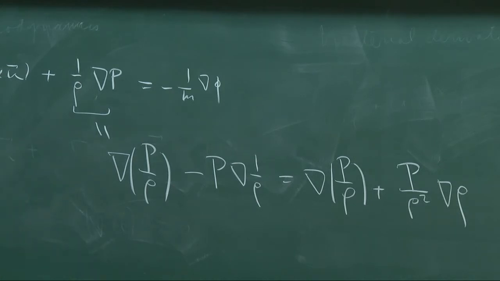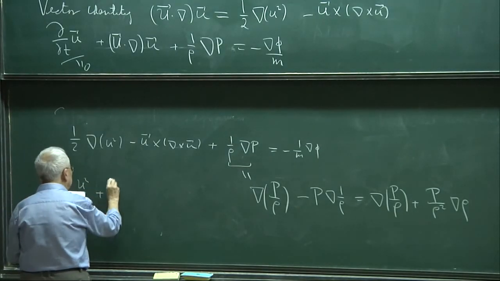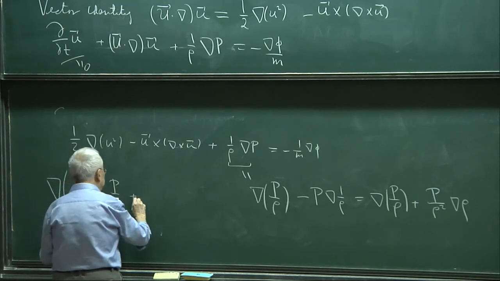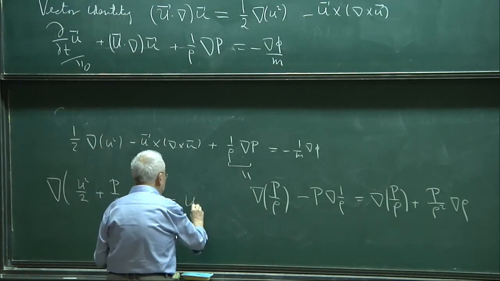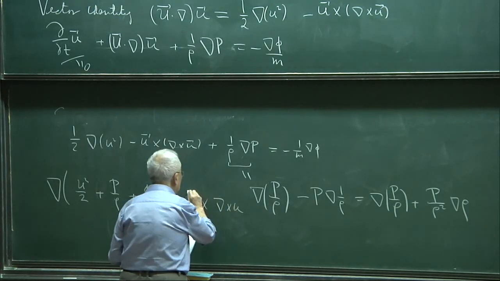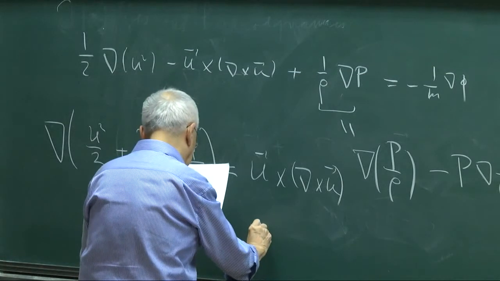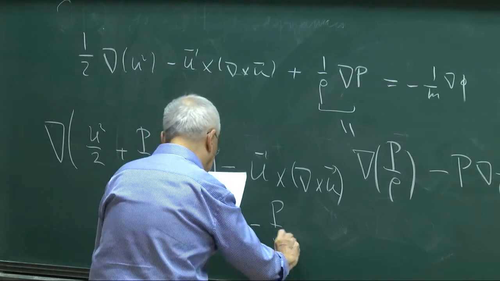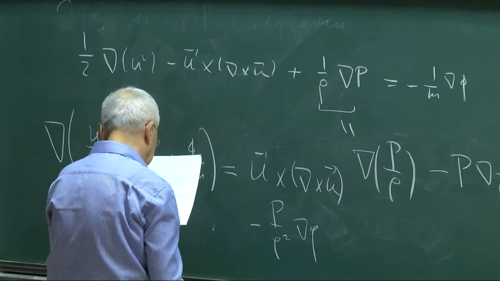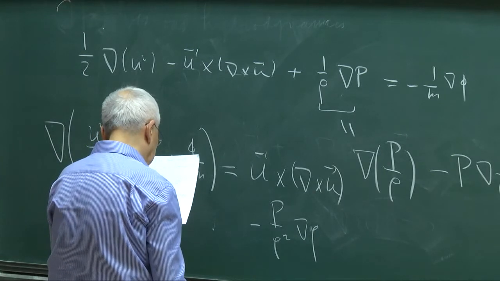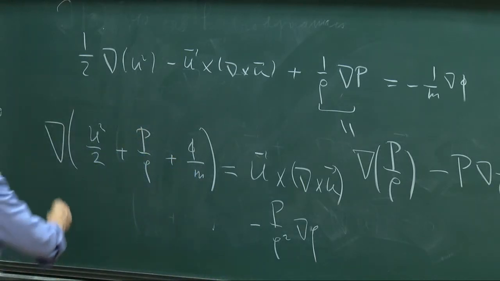So this whole thing can be written as the gradient of u squared over 2 plus P over rho plus phi over m is equal to u cross curl u minus P over rho squared gradient rho. So I convert it into this equation.